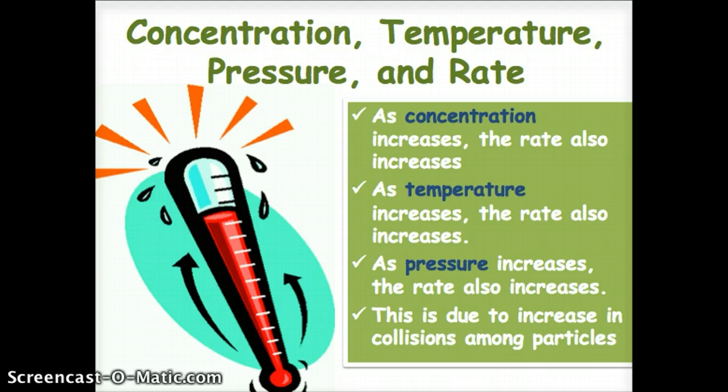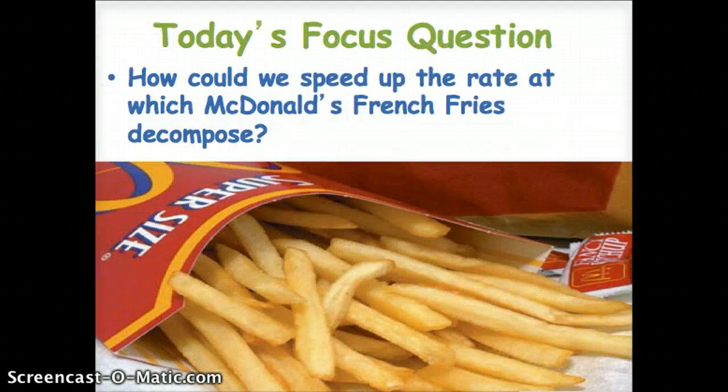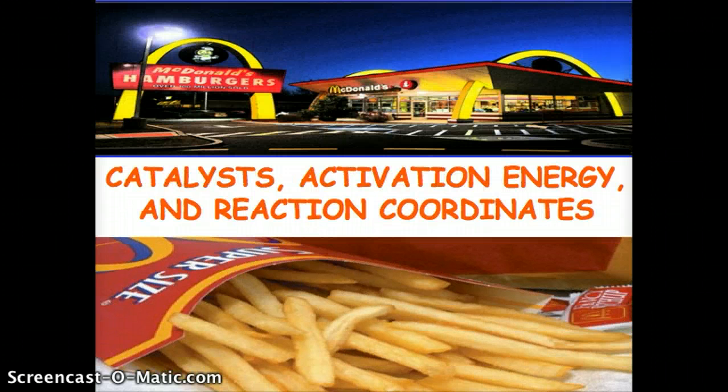Now, the new thing that I want to talk about today is how could we speed up the rate at which something decomposes, right? We talked about French fries at the beginning of the unit. How can we speed up the rate at which a McDonald's burger or French fries decomposes? And one thing we haven't talked about is something called catalysts. And these are the new notes that you're going to be writing on the right side of your notebook. So go ahead and write catalyst, activation energy, and reaction coordinates on the right side of your notebook.